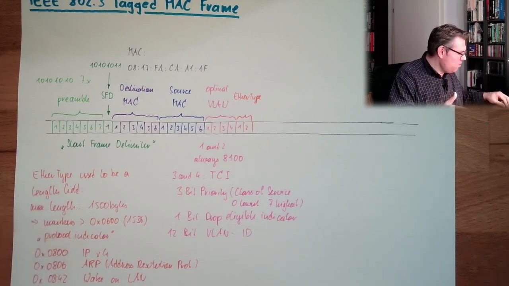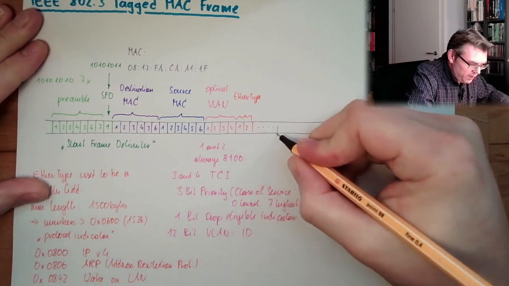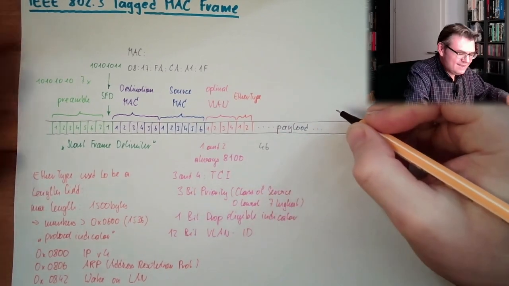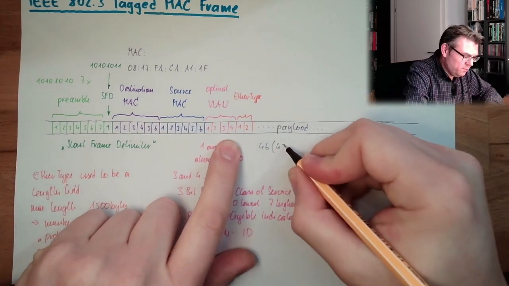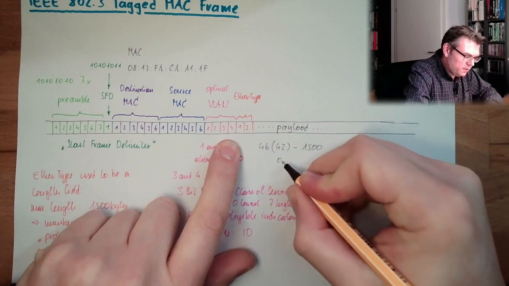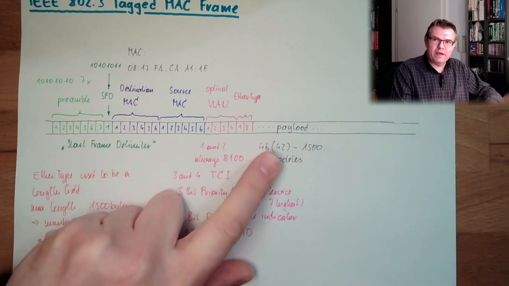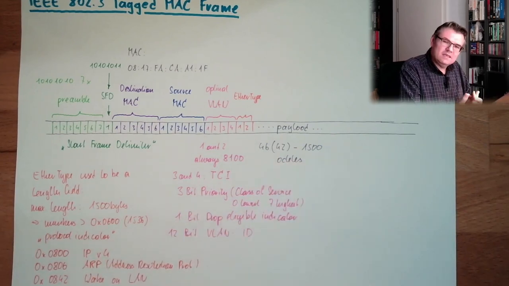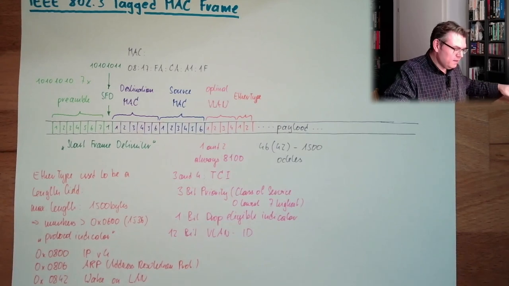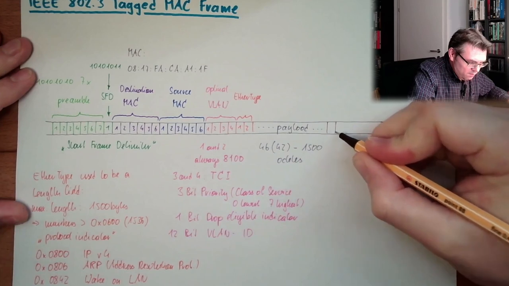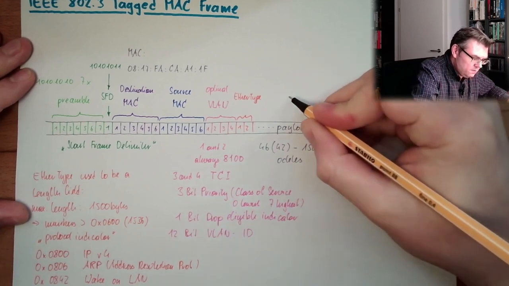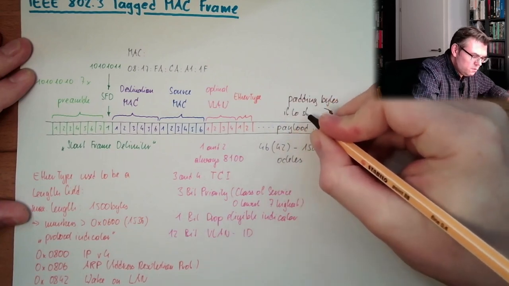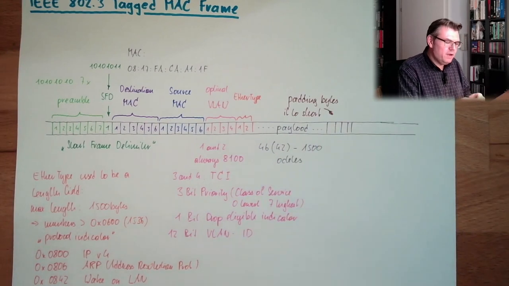And now we are at the payload. This might be 46. If the VLAN tag is there, it's only 42. Up to 1500 octets. That's the payload length. If there is not enough payload there, so if you don't want to send 42 or 46 bytes, you have to fill this. So there are padding bytes. If too short, then you have to fill it up to a minimum length.